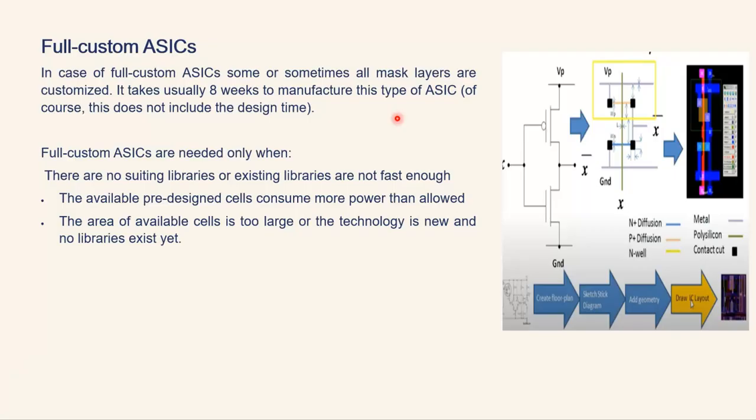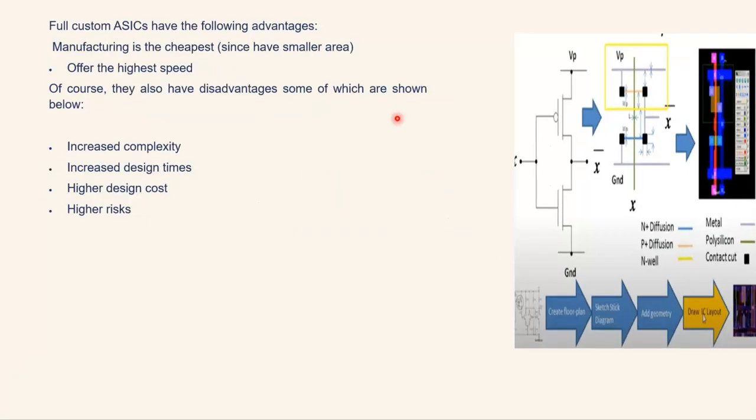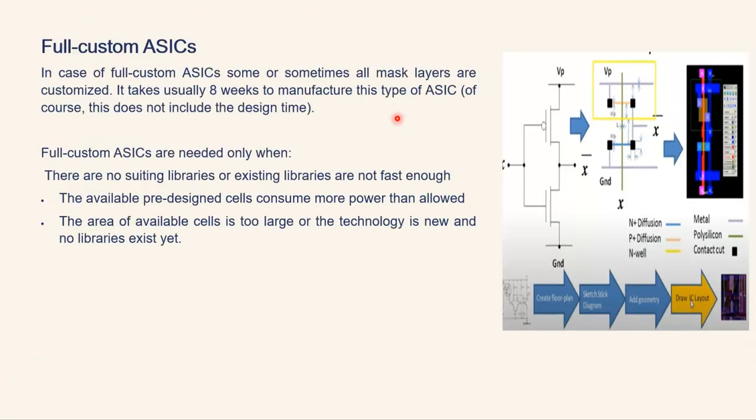So this is full custom IC. Now you can relate it. These are the few advantages and disadvantages of the full custom IC. Before proceeding to the advantages and disadvantages of the IC, full custom ASICs are needed only when there are no suitable libraries, or the existing libraries are not enough to provide for your design.